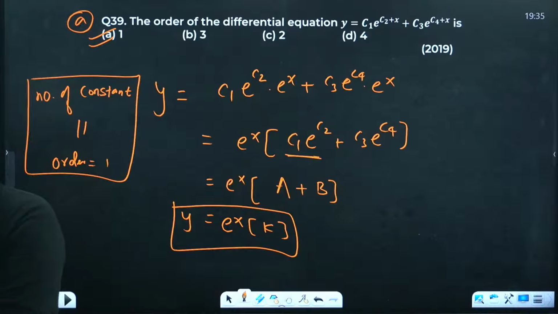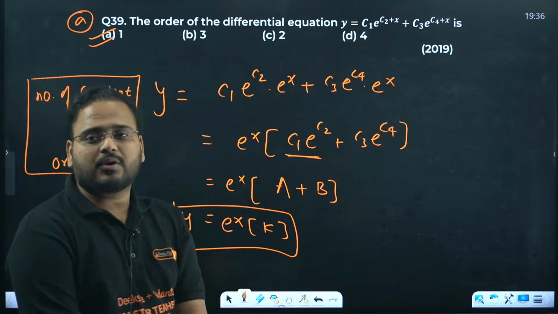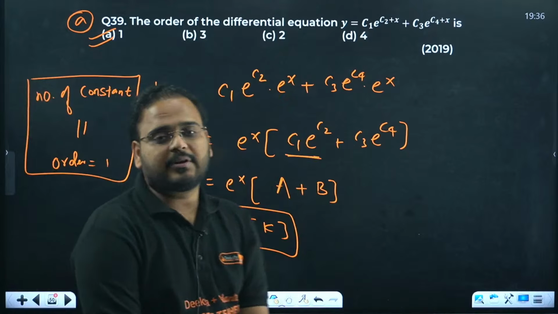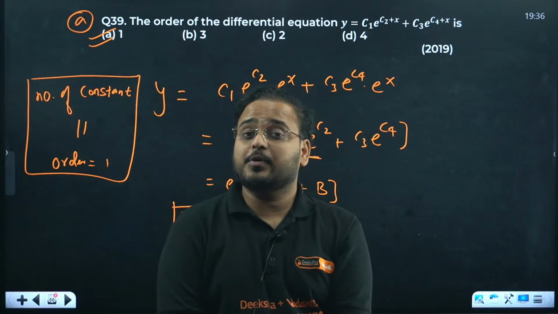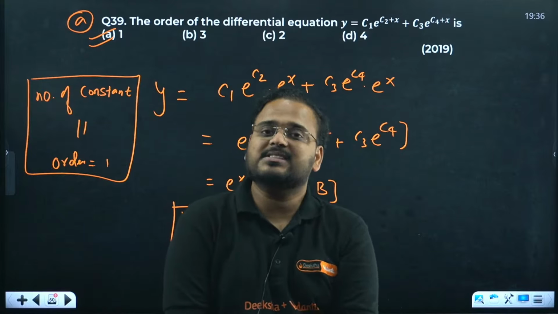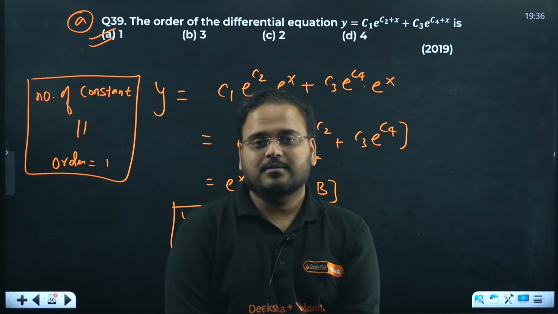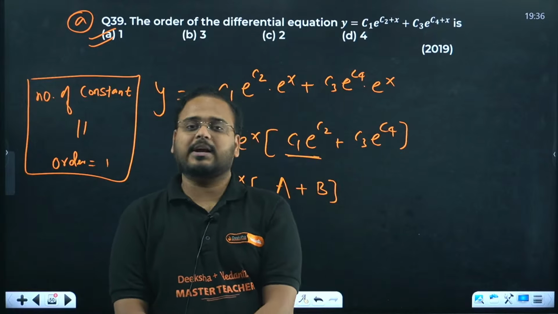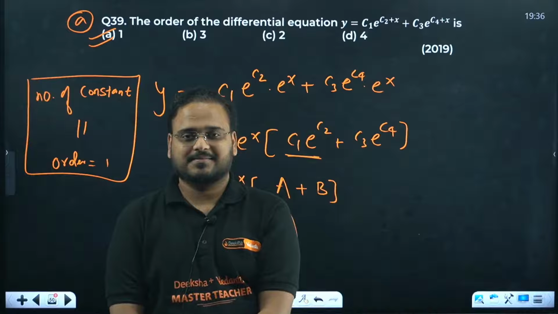In this question, since there are three constants, no, we cannot. The question looks like 3 actually, but think about it. Can I write 6 as 2 into 3 and say there are 2 different constants? No, 2 into 3 is one constant, which is 6. So you do not write 6 as 2 constants, 2 into 3. You write this as one constant, which is 6. Yes or no?